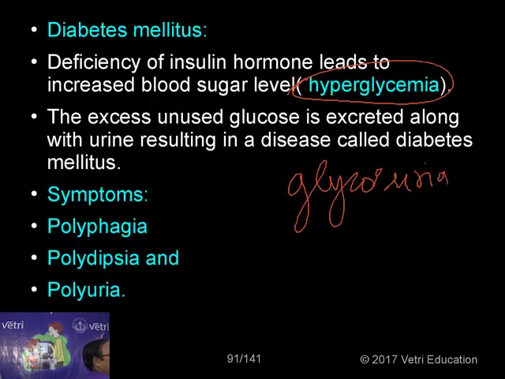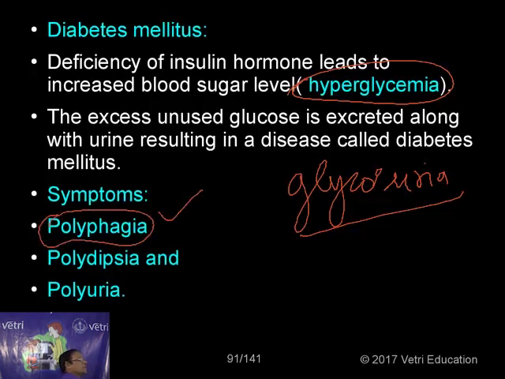Glycosuria. The presence of more glucose in the urine is called glycosuria. What are the symptoms? The same symptoms as in diabetes insipidus, but we have one extra symptom, called polyphagia. This is an extra symptom when compared to diabetes insipidus. In diabetes insipidus the blood sugar level is normal, but here the blood sugar level is abnormal. That's the main difference.